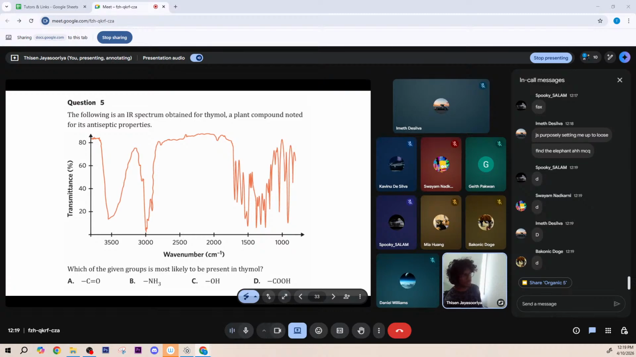Have a go at this one. Which one of the following groups is likely to be present in thymol? Which one of these groups is most likely to be present in thymol? There is a right answer here.